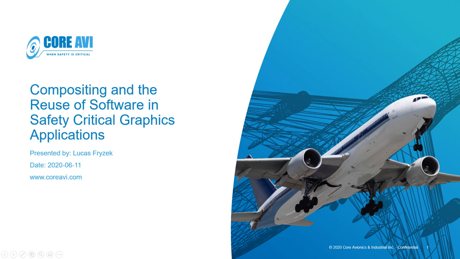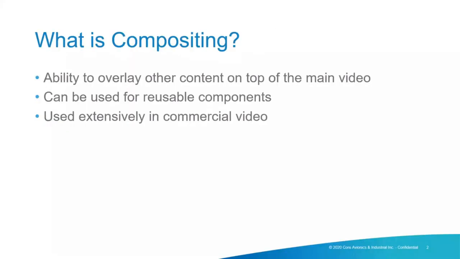So to begin, I'm just going to talk about what compositing is and what we're talking about in this context of using compositing in safety critical applications. Compositing is the ability to overlay video content, or still image content, on top of other video content. It can be used for reusable components, and reusable components is the part we're really going to focus on in this presentation.